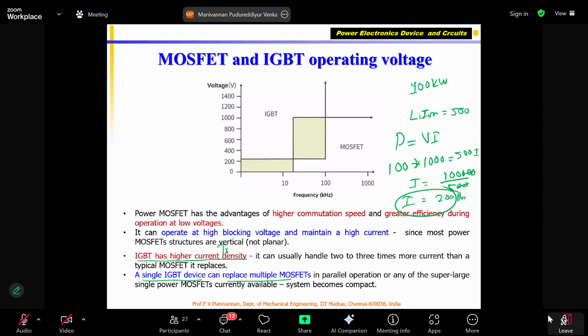For power MOSFETs, generally most of the time you need to put 50 amps, very rarely 100 amps. So if it is 200 amps and it is a 50 amp power MOSFET, you need 4 power MOSFETs. But IGBTs, I already told you, are available up to 1000 amps, 1500 amps. So a single IGBT can replace 4 or 5 MOSFETs to drive a 500 volt, 200 amp motor. That means my controller will be compact, with only a single power device. That is the advantage of IGBT.